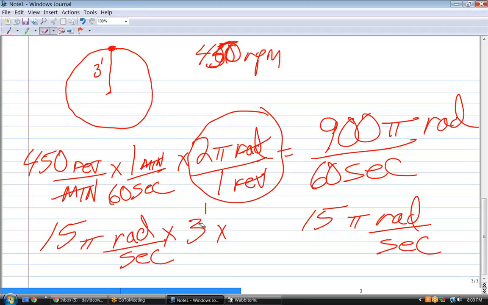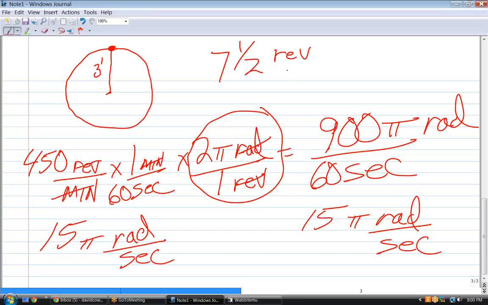Going around 15 times? Or, well, every second, this thing is rotating 7.5 times, right? Every rotation is 2 pi. So this thing is doing 7.5 rotations a second. So let's start there. 7.5 revolutions per second.